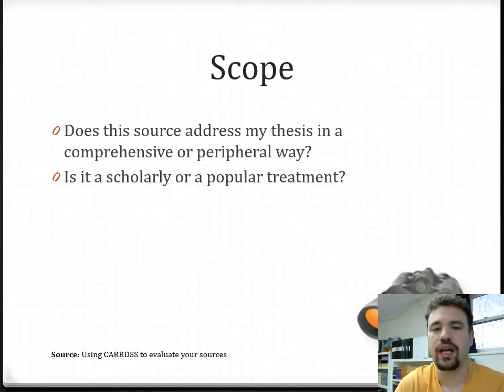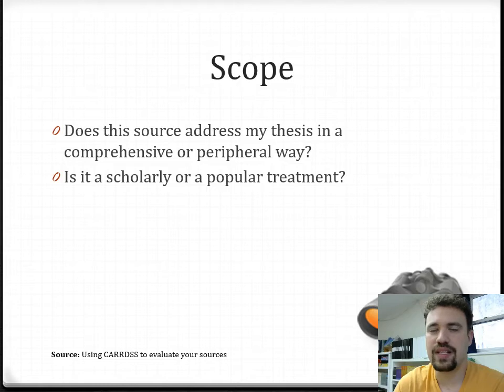Scope. Does this source address my thesis in a comprehensive or peripheral way, and is it a scholarly or a popular treatment? I want to talk a little bit particularly about that second one. Generally speaking, for an academic paper, we're looking at more scholarly treatments, right? Treatments that are intentionally focused on the academic side of things.